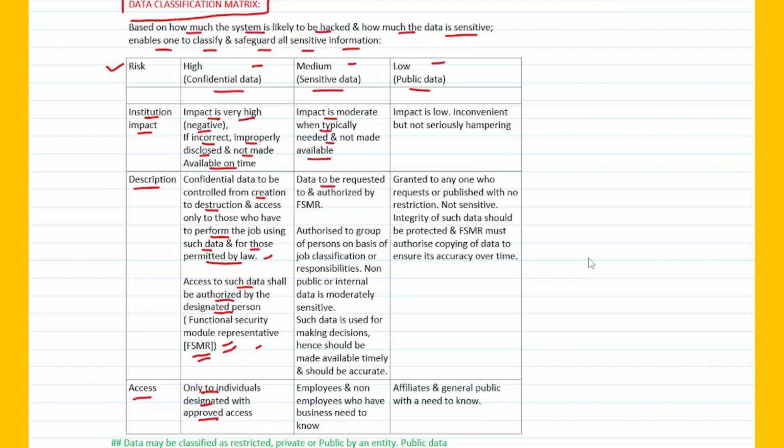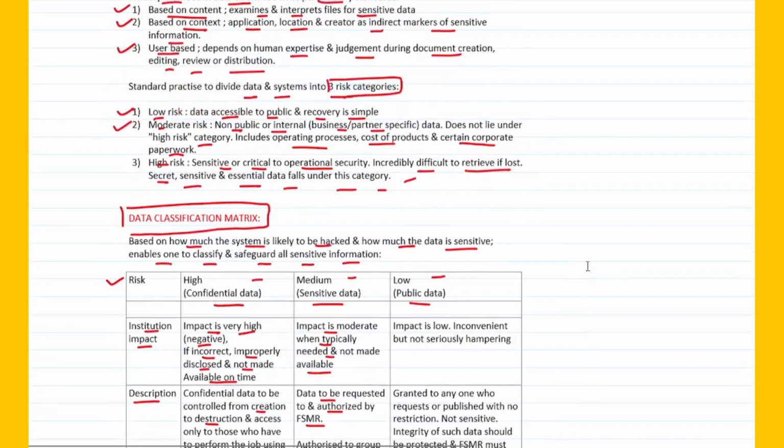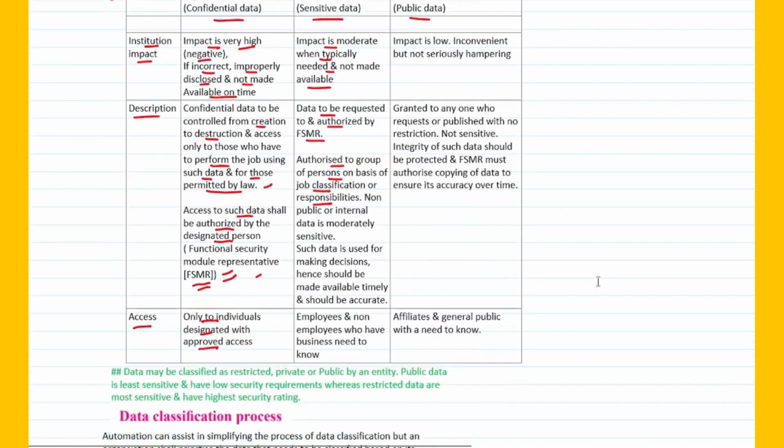Again, the data to be requested has to be authorized by the FSMR. FSMR, Functional Security Module Representative, the one we read about in the high risk category, is the person who authorizes that. It is authorized to a group of persons on the basis of job classification or responsibilities. If you remember, when we did moderate risk, we spoke about non-public or internal, as in only the employees of the organization can use this data. So this is what it is talking about.